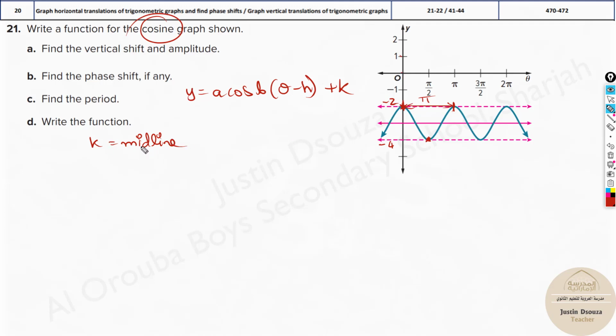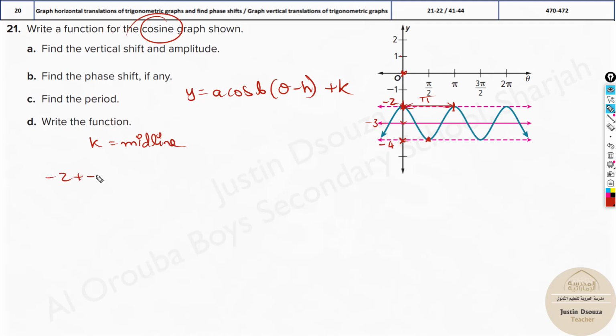Midline, if we find, we can easily tell what the k value is. To find the midline or the k value, you need to see from here. Let us go down here. This is the minimum most point, -4, and this is the maximum point, -2. So we need to find their average. Now, how do we find the average? We need this point, -3. That is the average between these 2 points, the midline, right? Mid between the maximum and minimum.